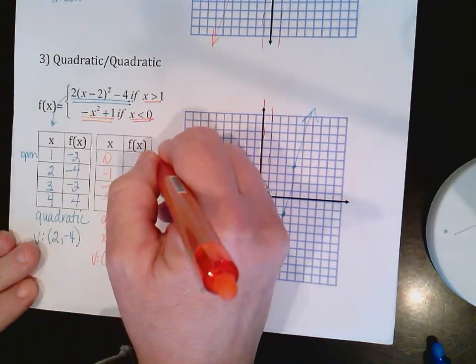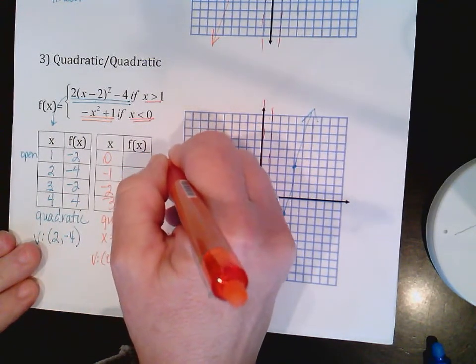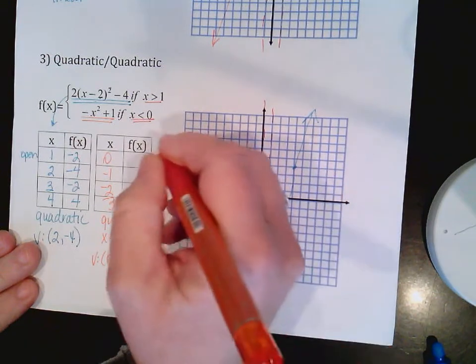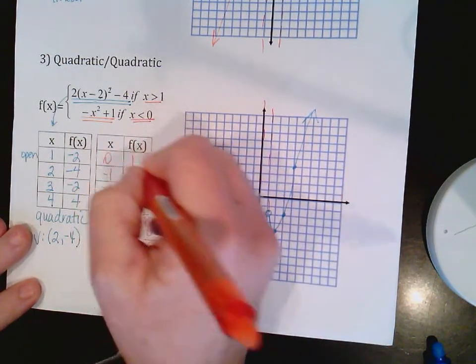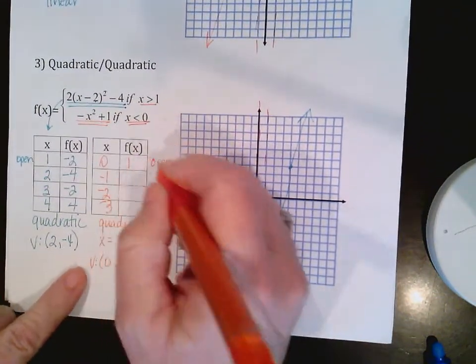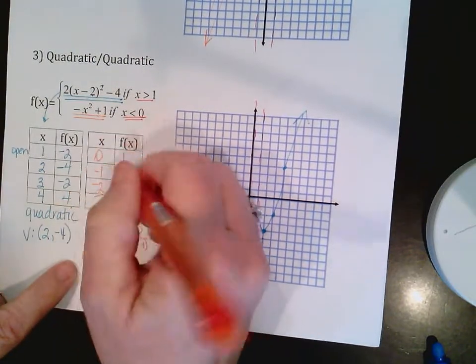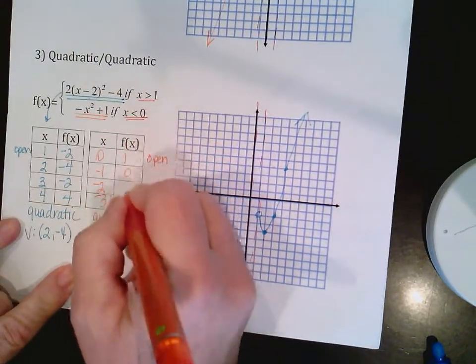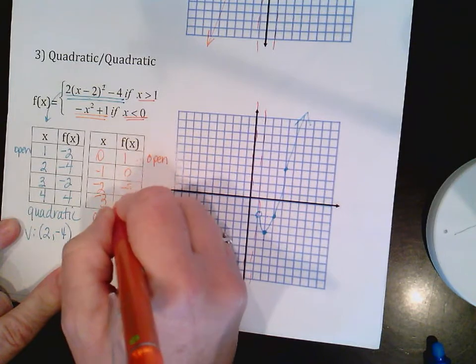And this first point is also going to be an open circle. If I plug in 0, I get 1. That's my vertex. So my vertex is the beginning of it. If I plug in -1, I get 0. If I plug in -2, I get -3 and -8.